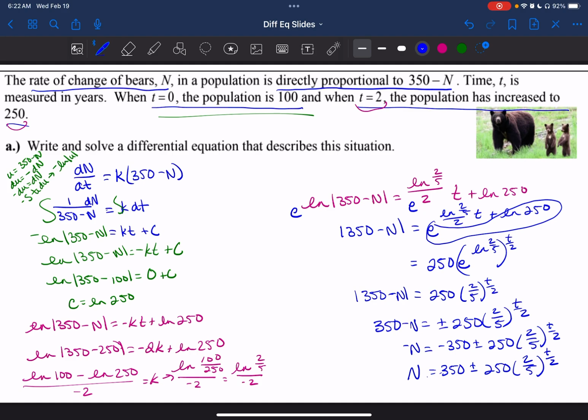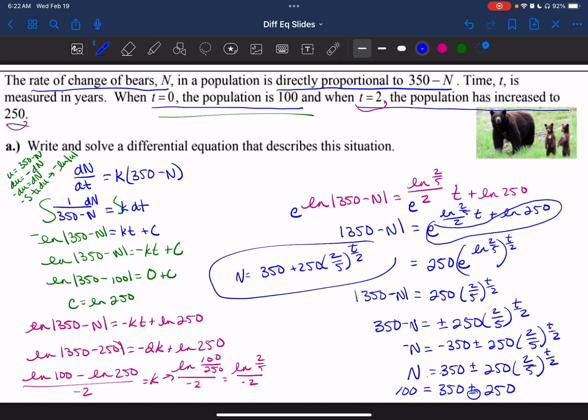Let's use that initial condition to figure out if we need positive or negative. All right, when t is 0, n is 100. So 100 equals 350 plus or minus 250 times 2/5 to the 0. So that's going to be 250. Looks like I'm going to need the minus here to hit that 100. So final answer here, n equals 350 minus 250 times 2/5 to the t over 2. Now see, that wasn't so bad.